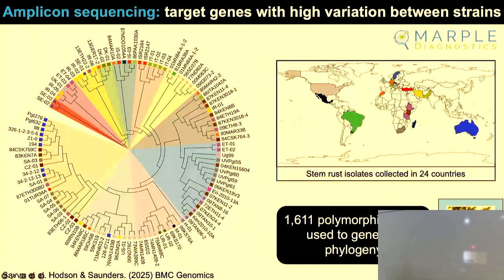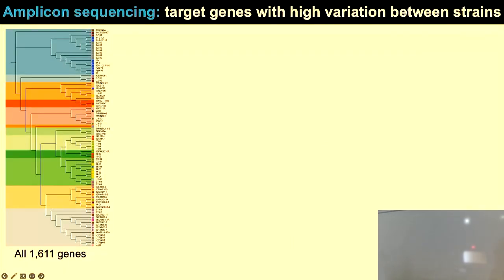And there are around 1,600 polymorphic genes that are really making the topology of this phylogeny. So maybe we could do amplicon sequencing with 1,600 genes. Well, that's quite a large number of genes to do PCRs for and then sequence. And so we also wondered, well, maybe we could make this a bit simpler. Maybe we could take a subset of these genes.